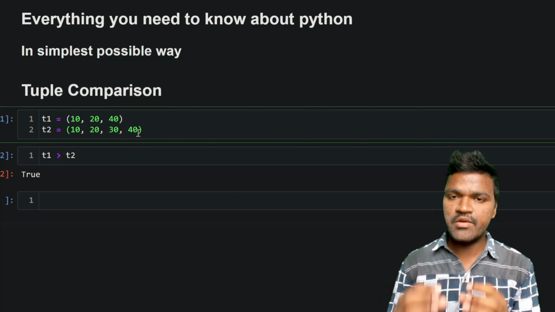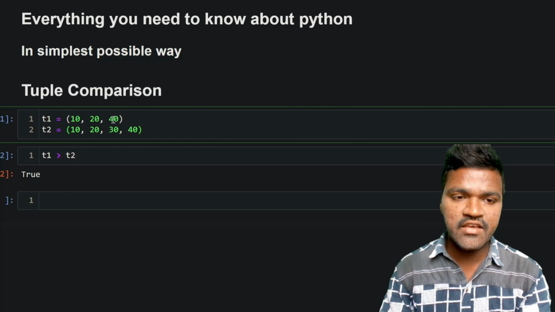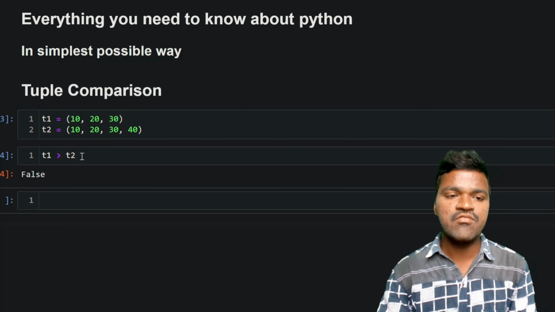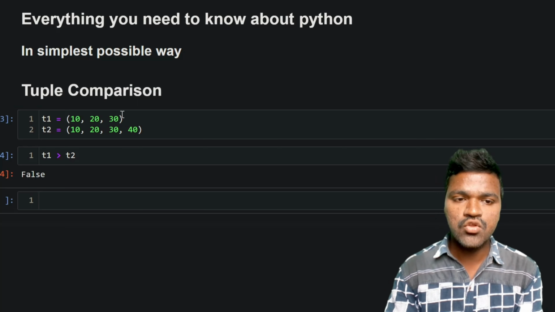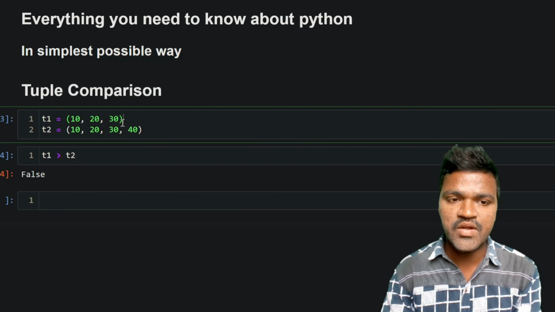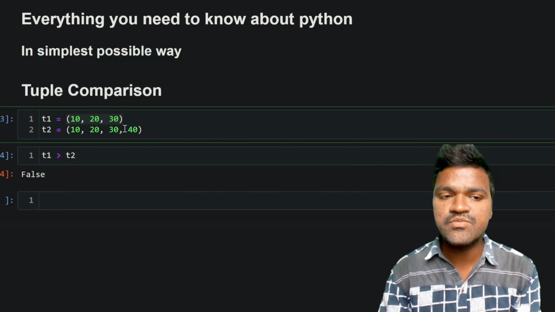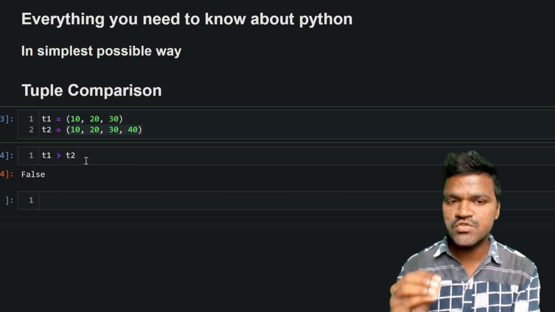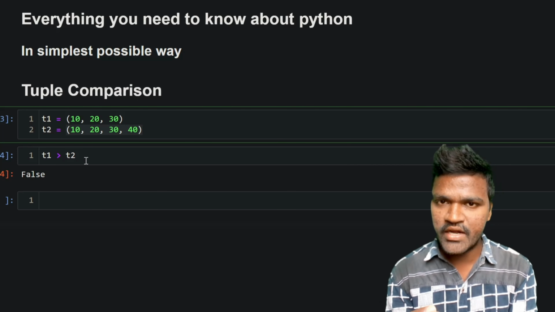So the number of elements matters when, let's say, I put 30 here and execute this one and this one. We are getting false, because though we have 30 and 30 here, the number of elements is less in T1 and more in T2. Because of that reason, T1 greater than T2 becomes false. So I hope you can understand.